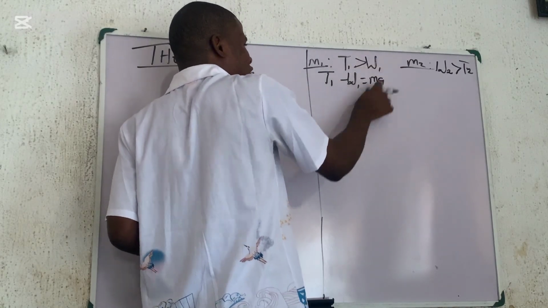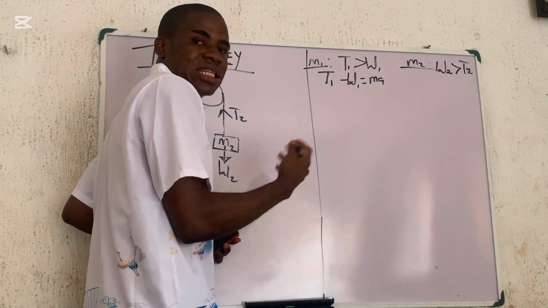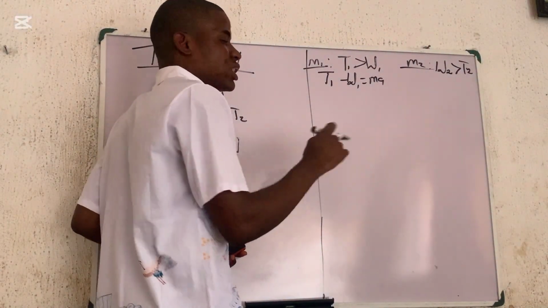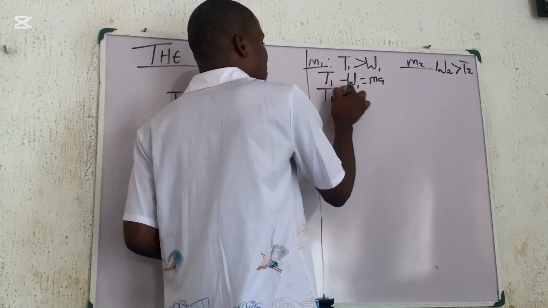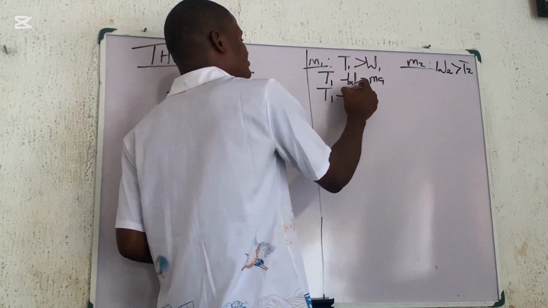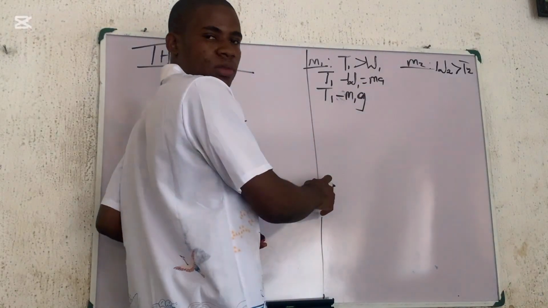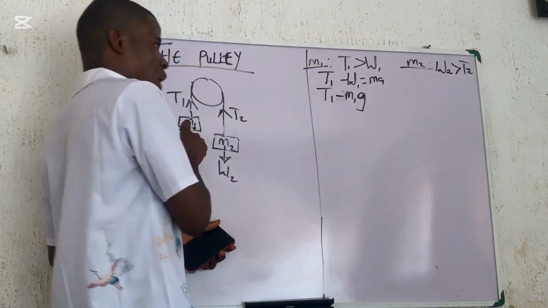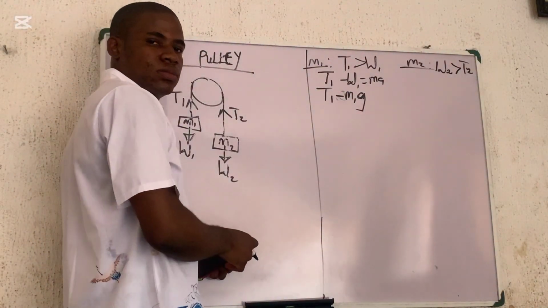I should have written F here, but since F is also a force, we should call it what? Mass and acceleration, because the formula is mass and acceleration. Now what I'm trying to write again is that T1 minus W1. Who is W1? It is mass 1 times acceleration due to gravity. Does it make sense? The weight of mass 1 is the mass of mass 1 times this acceleration due to gravity. Does it make sense?